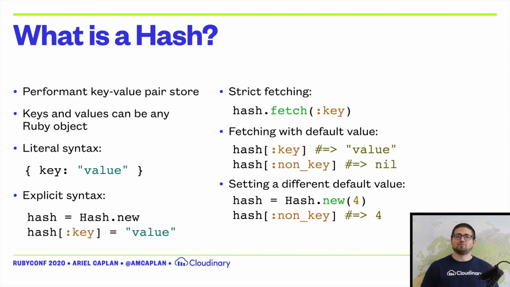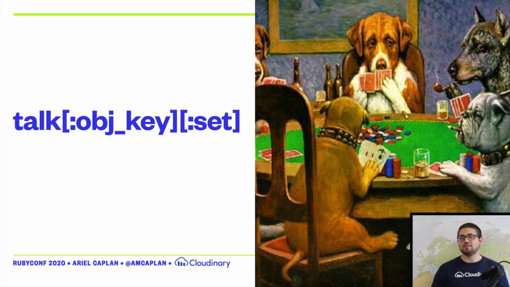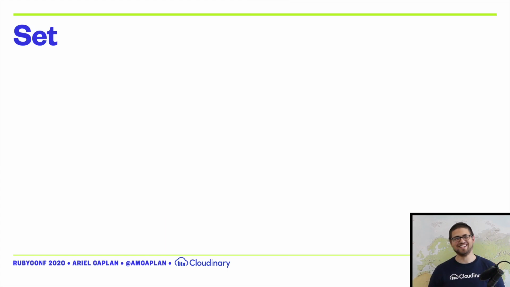More on default values in a little bit, but first I want to say a little bit more about the fact that any object can be a key. So we're going to look at a couple of standard library classes that use hashes as we go through this talk. The first one we're going to look at is Set, because I think it's a really good example of the power of letting any Ruby object be a hash key and why that makes any sense.